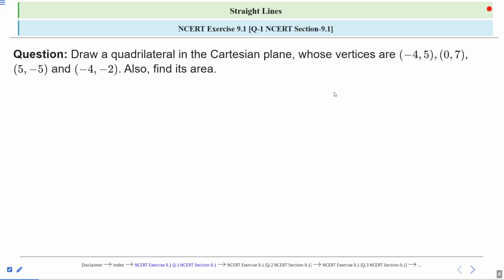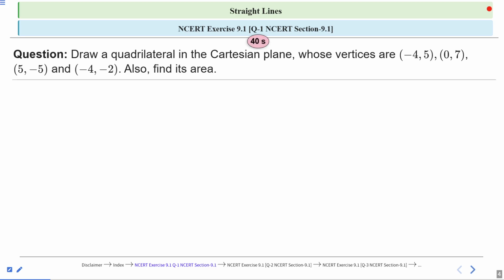First of all, let us take a look at the first question. Here in this question, we are given: draw a quadrilateral in the Cartesian plane whose vertices are (-4, 5), (0, 7), (5, -5) and (-4, -2), and then find its area. So first of all, draw the quadrilateral in the Cartesian plane with the vertices given here, and then we have to find its area.